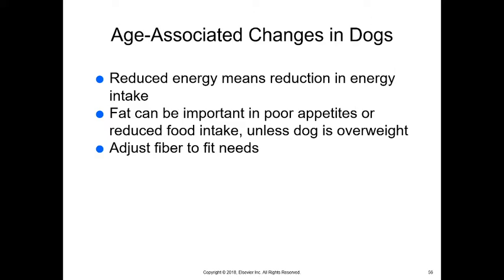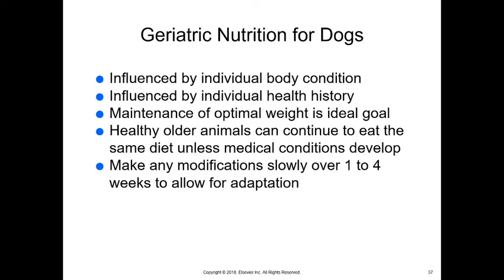Fat can be important in poor appetites because increased fat means increased palatability. It reduces food intake unless the dog is overweight. So we may need to add fat to the diet depending on their weight, and then obviously adjust fiber to fit the needs of the dog. Their nutrition is influenced by body condition and by their individual health history. We want to try to maintain an optimal weight because the less weight they have, the better it is for their joints.